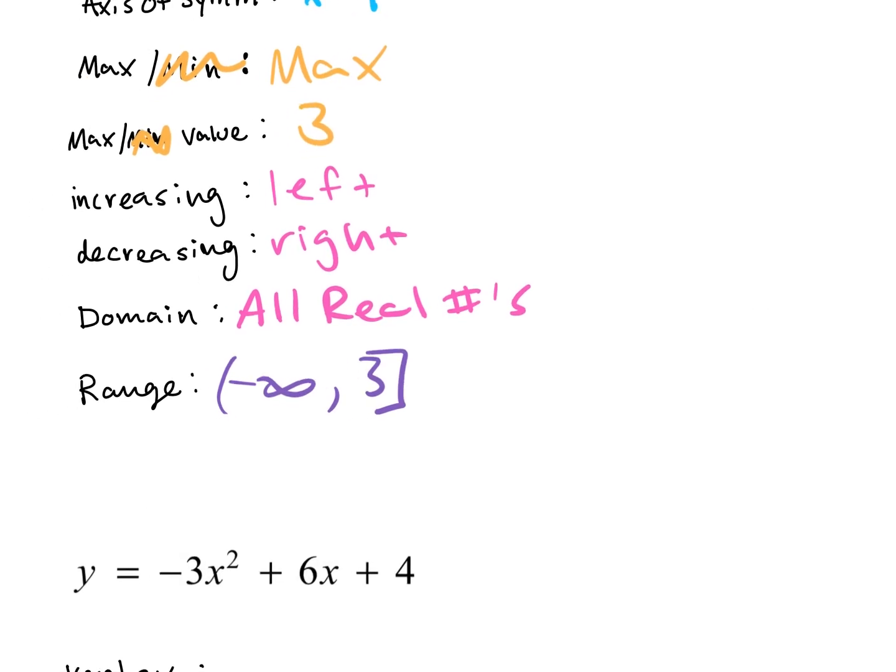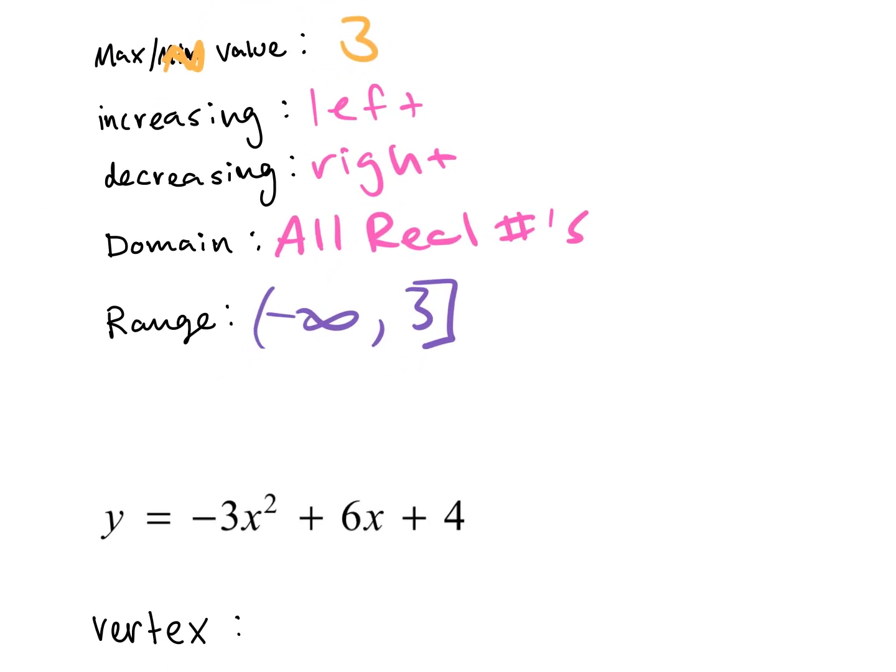Another way we can write the range is, the range deals with y values. So it would be written as y is, are y values less than 3 or greater than 3? Less than, because our graph goes down. So it'd be y is less than or equal to 3. So it's multiple choice. You may see the range written as this.